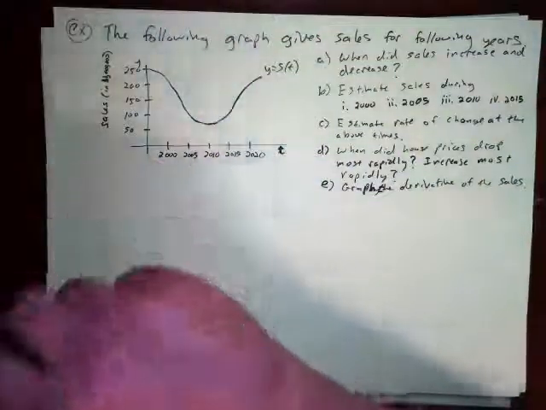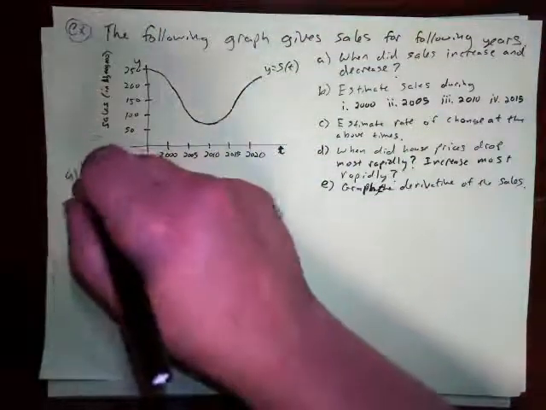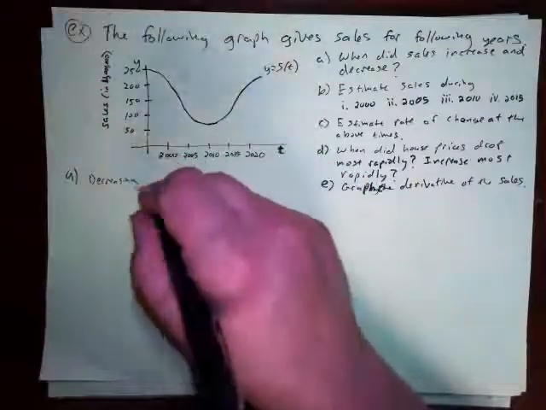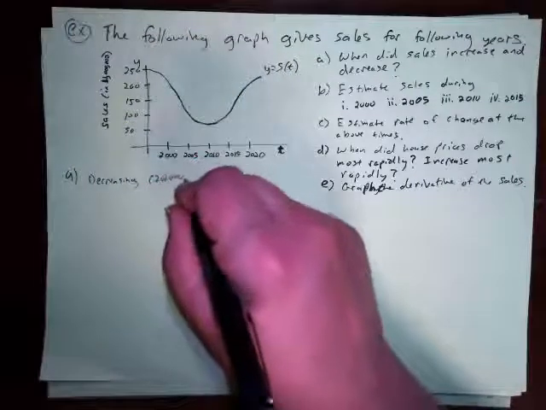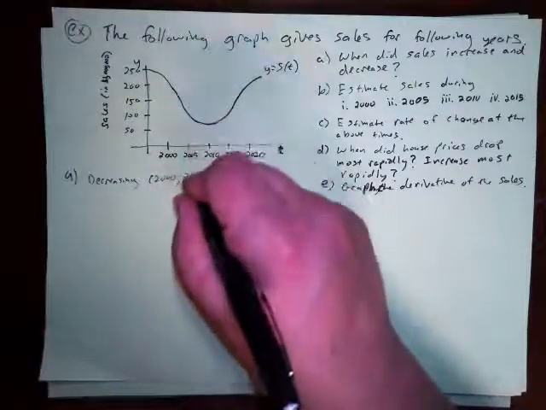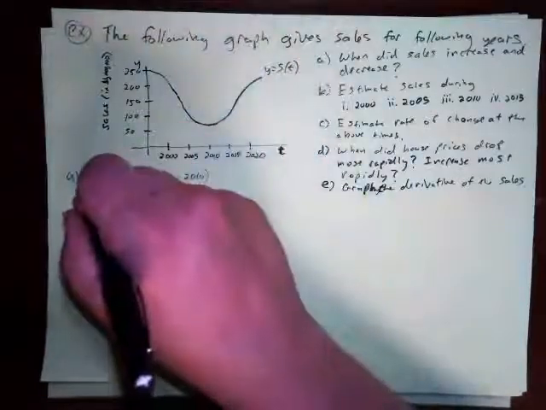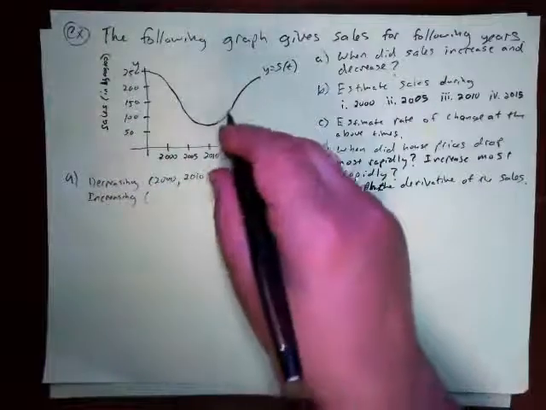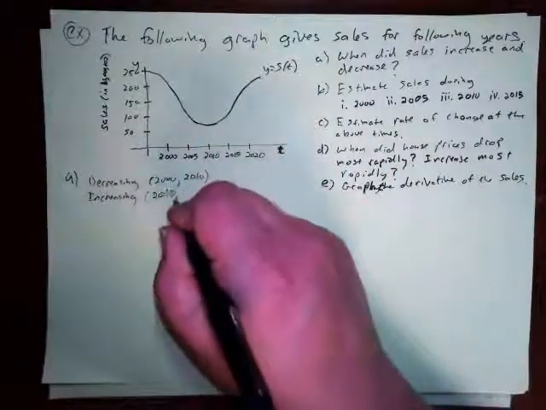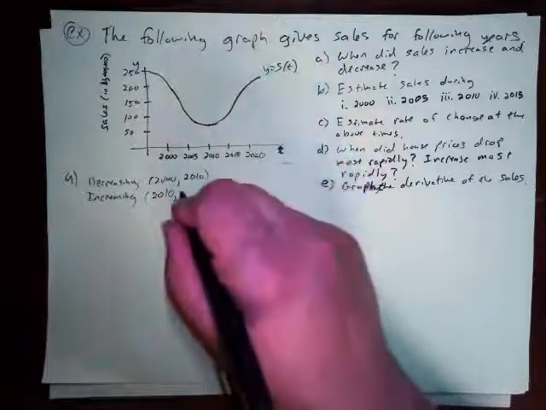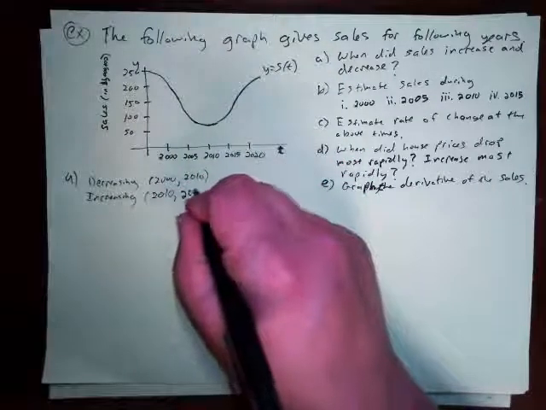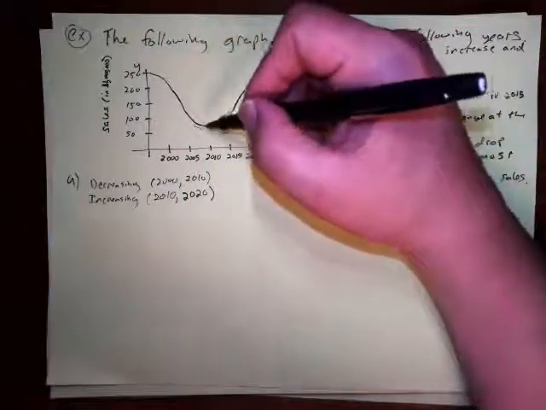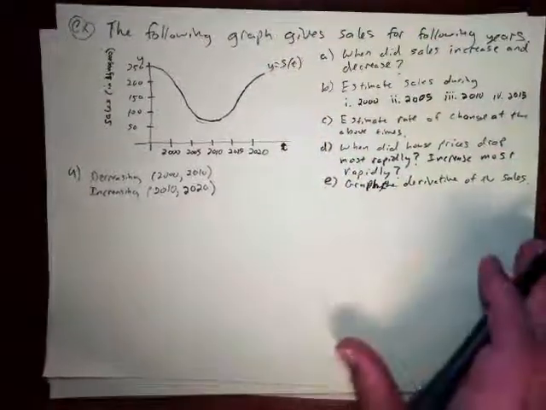So part A, I'm going to write the answers here. So they're decreasing here from like 2000 to about 2010, right? And then they're increasing from like 2010 to 2020. Okay, so they're decreasing the first half of the 20 years, increasing the second half of the 20 years.